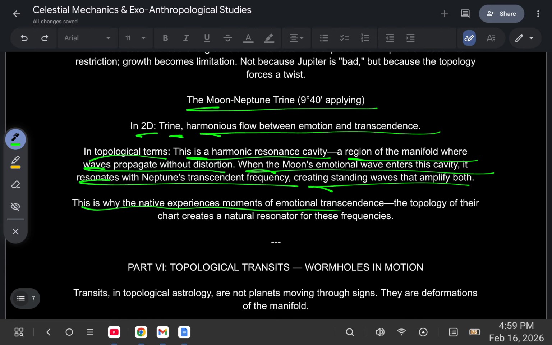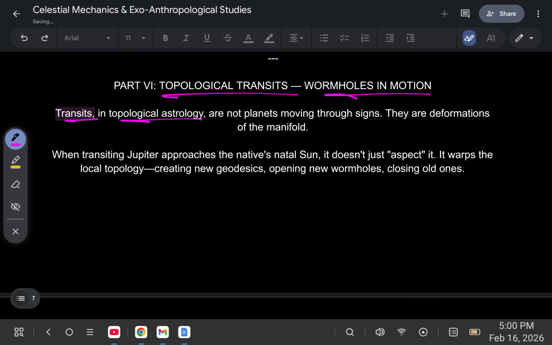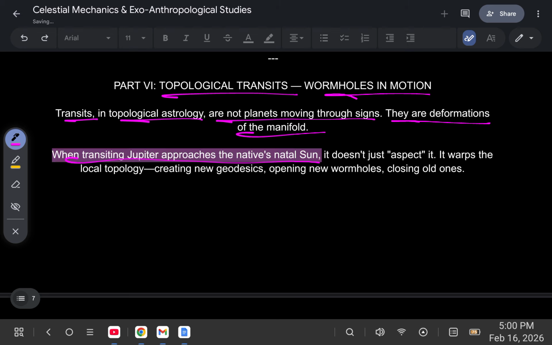Now let's observe topological transits and wormholes in motion. Transits in topological astrology are not planets moving through signs, they are deformations of the manifold. When transiting Jupiter approaches the native's natal Sun, it doesn't just aspect it, it warps the local topology, creating new geodesics, opening new wormholes, and closing old ones.